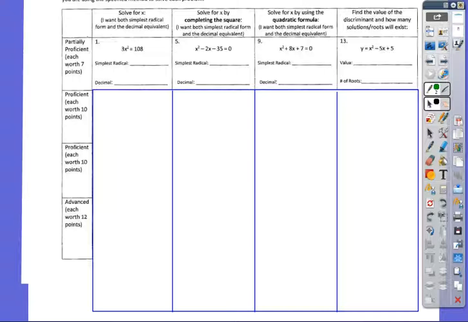We're going to take a look at the chapter 12, 12-1 through 12-4 assessment. And we're going to start by doing all 4 of the partially proficient problems. So problem number 1, solve for x. I want both the simplest radical form if that is applicable, and I would also like the decimal equivalent if that is applicable. Some of these may be whole numbers, which just makes my life a whole lot easier.